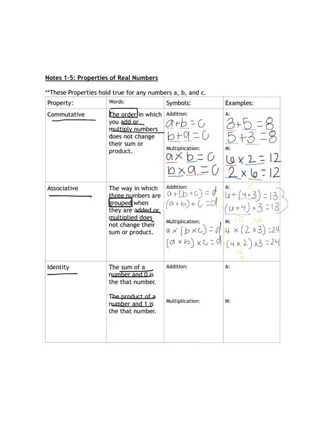So this last property that we're looking at is the identity property, and I think you guys are going to get this one pretty quick. For the addition identity property, the sum of a number and 0 is going to remain that number. And for multiplication, the product of a number and 1 is also going to remain that number.